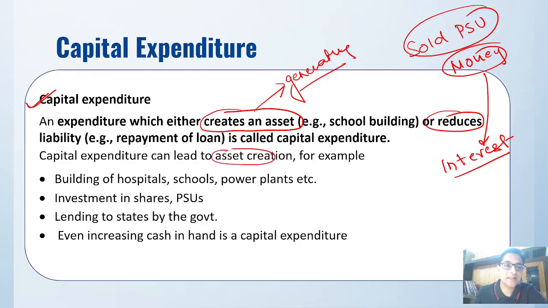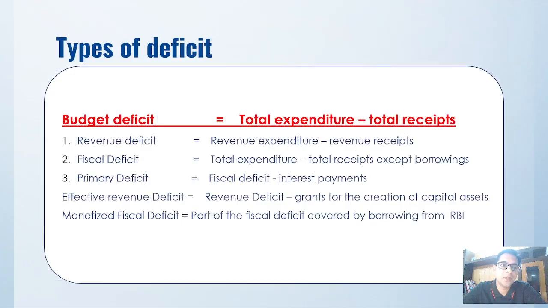It leads to asset creation like hospitals, schools, power plants. You will invest in shares, you will invest in PSUs, you will lend to the state government. Whatever money you are getting, you will lend it to the state government. You will be having a good amount of cash in your hand. So that is called capital expenditure that you are doing.